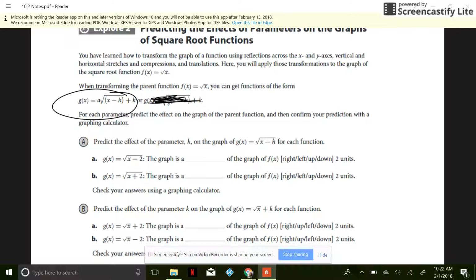We're going to have a on the outside. If it's negative, that's telling us we're going to have a reflection across the x-axis. If it's bigger than 1, it's going to be a stretch, and if it's a fraction, it's going to be a compression. And then inside the function, that minus h is going to tell us which direction we're moving, left or right. And then the k on the outside tells us whether we're shifting up or down.